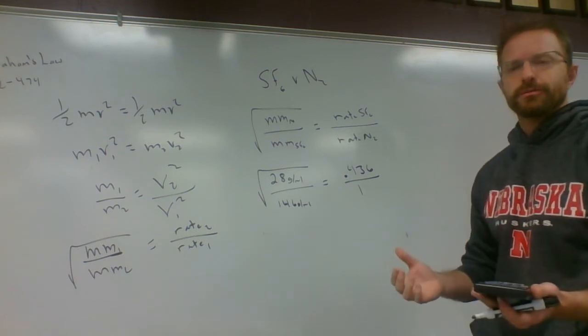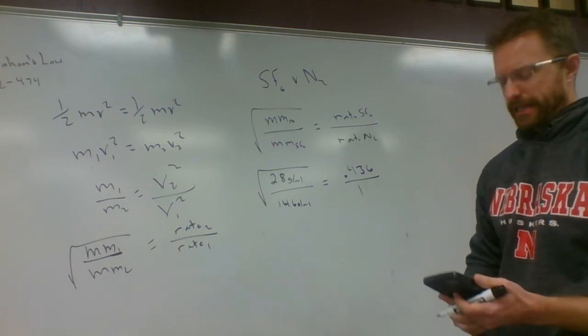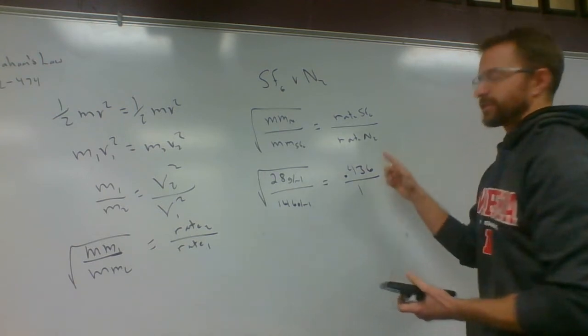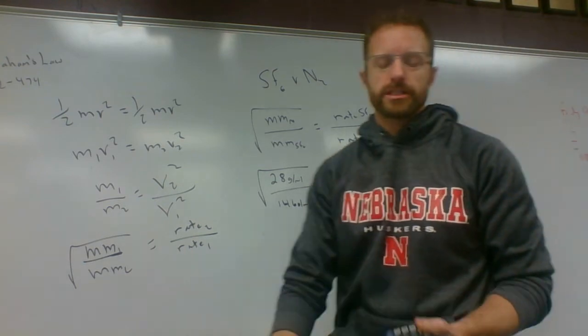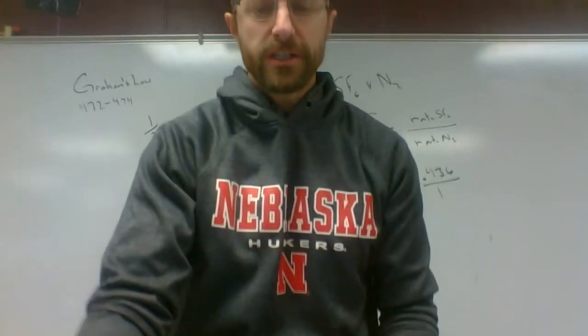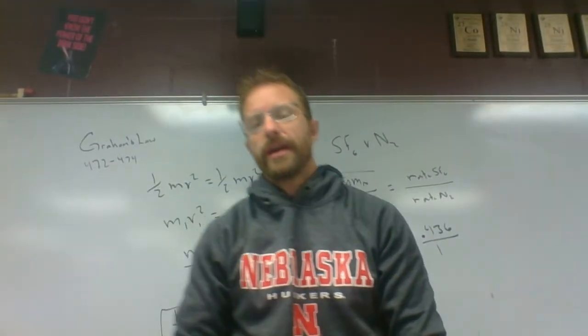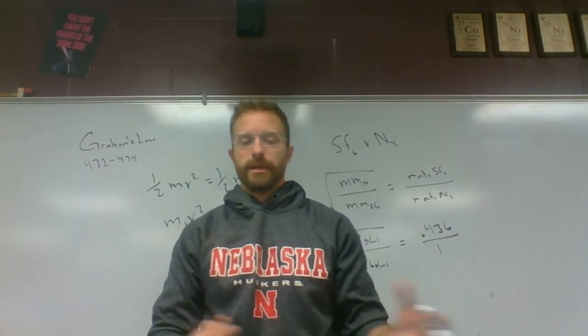Nitrogen in the room moves at about 500 meters per second, right? So that means the sulfur hexafluoride is going to move at about 218 meters per second. That's pretty fast. Gas molecules actually move pretty quick. There is a difference between how fast they move and how fast they get places, though.